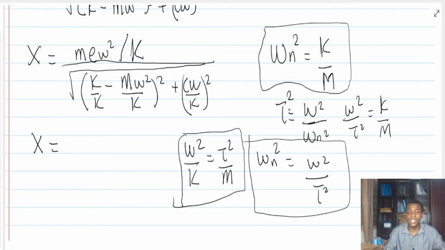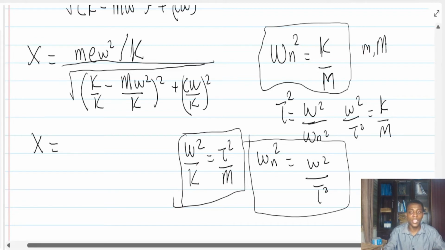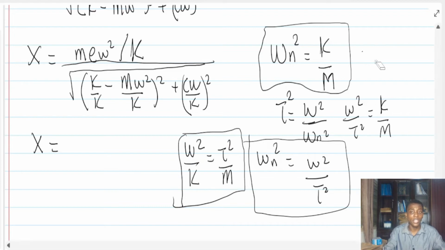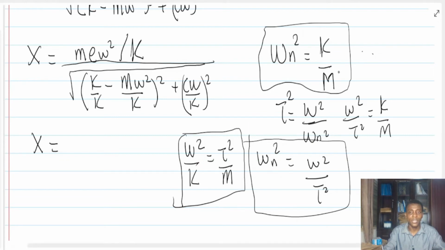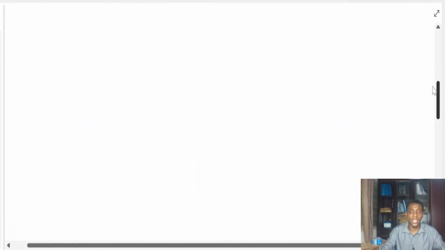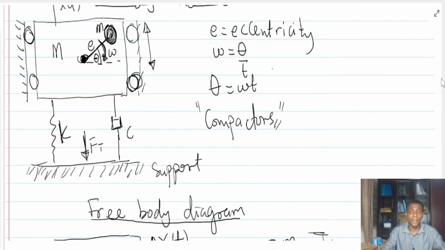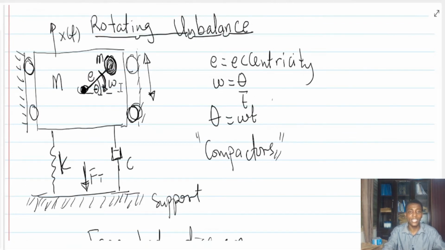Let me tell you this. There is a difference between the small m and the big M. They are not the same. The small m is the unbalanced mass, and the big M is the mass of the system. So this is what I'm saying. The big M is the mass of the system that we have, and the small m is the unbalanced mass, which is giving us the unbalance. Okay.